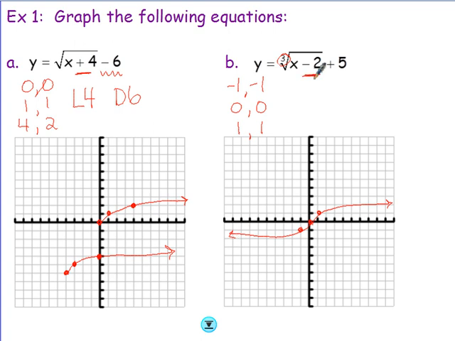Negative 2 inside actually goes right 2. A positive 5 outside goes up 5. So take your 3 points. I'm going to start with negative 1, negative 1. I'm going to go right 2 and up 1, 2, 3, 4, 5. Go to 0, 0. Right 2, up 5. 1, 1, right 2, up 5.